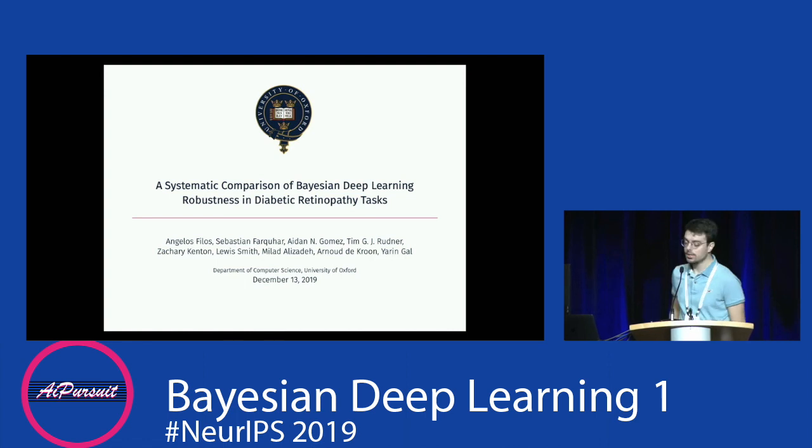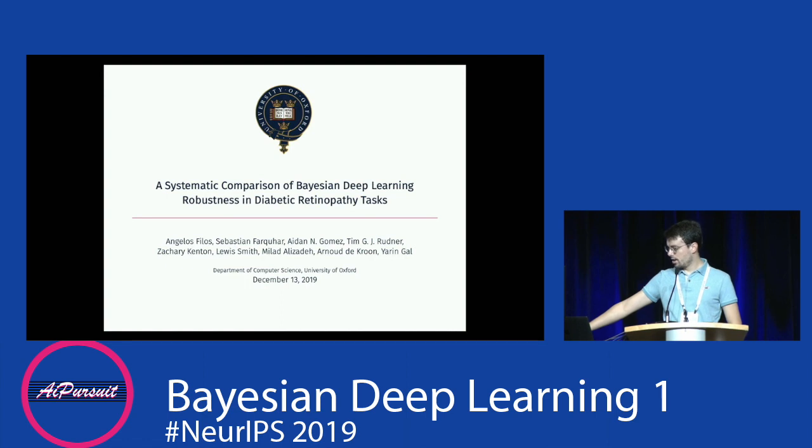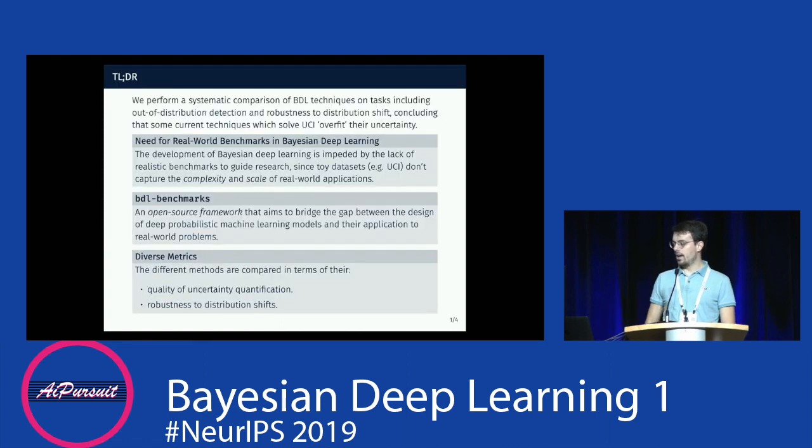Hello, everybody. So I'm Angelos. I'm going to present today our work on systematic comparison of BDL robustness in diabetic retinopathy tasks. This is work in collaboration with a few people from Oxford. So in short, we're proposing a set of new real-world benchmarks for BDL that highlight the importance of quantification of uncertainty in real-world domains.